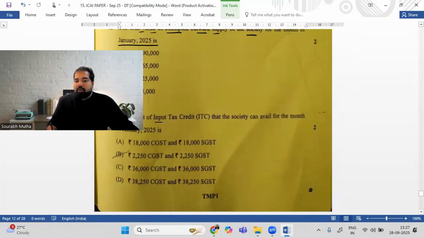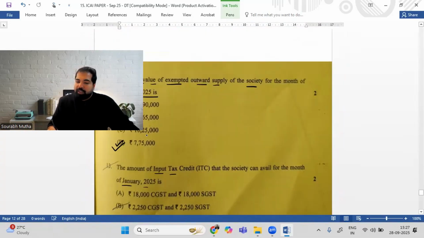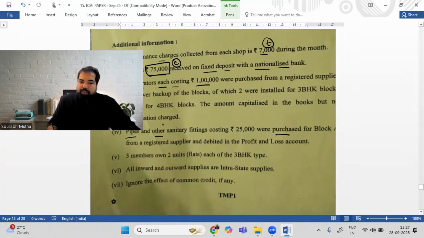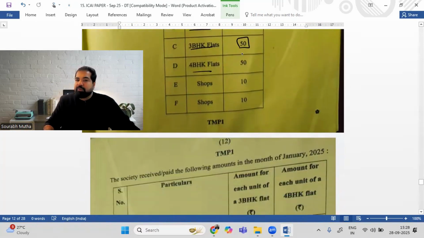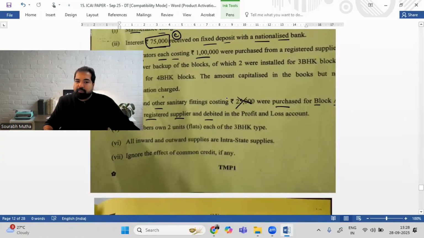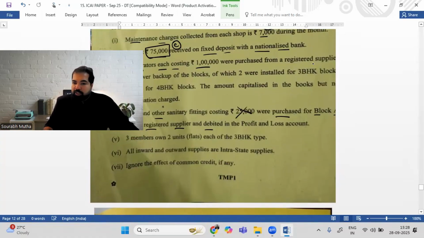Second question. The amount of ITC the society can avail for the month of January is as under. As ITC on purchase, there are two purchases. One is generators, one is pipes. Pipes and sanitary fittings costing 25,000 are purchased for block A from a registered supplier and debited in the P&L account for block A. Block A is 3 BHK flats which are exempt, so on that you will not get any credit. But 4 generators of 1 lakh each were purchased from registered suppliers for power backup, out of which 2 were installed for 3 BHK block and 2 for 4 BHK. So 1 lakh, there are 4 of them, but 2 of them are for exempt supply, so no credit. The other 2, that is 2 lakh rupees, on that you will get GST credit.